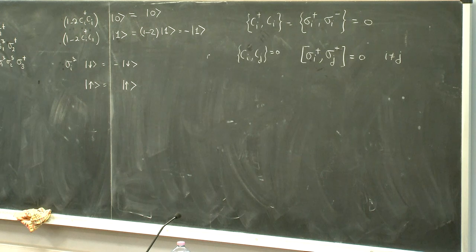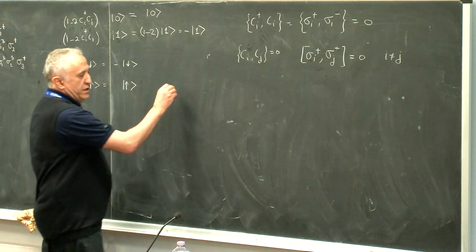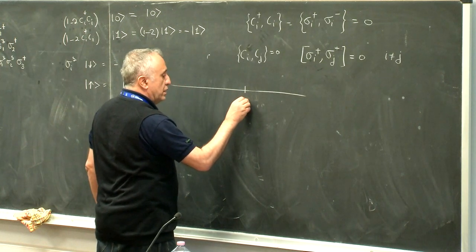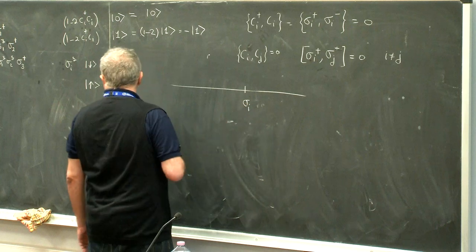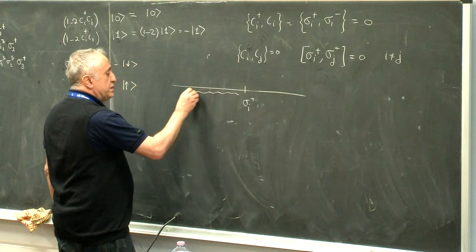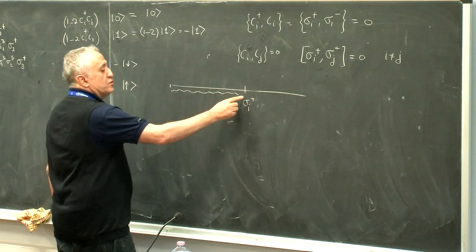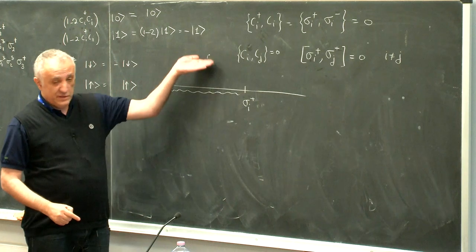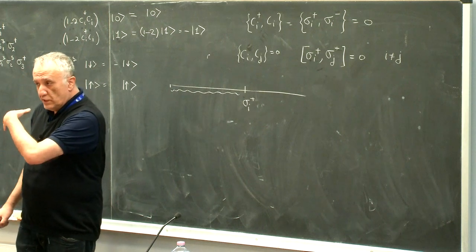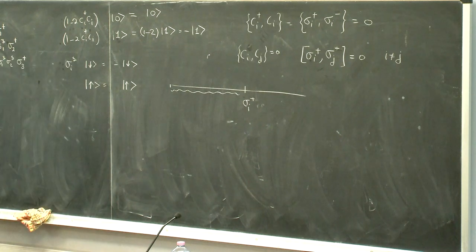And I solve this problem by putting this prefactor here. What this prefactor is doing is that on the lattice, you are at point i, multiplied by a string which starts at the origin and goes up to that point, but with a sigma z direction. And I'm going to show you that this solves the problem, that they will now anticommute everywhere.